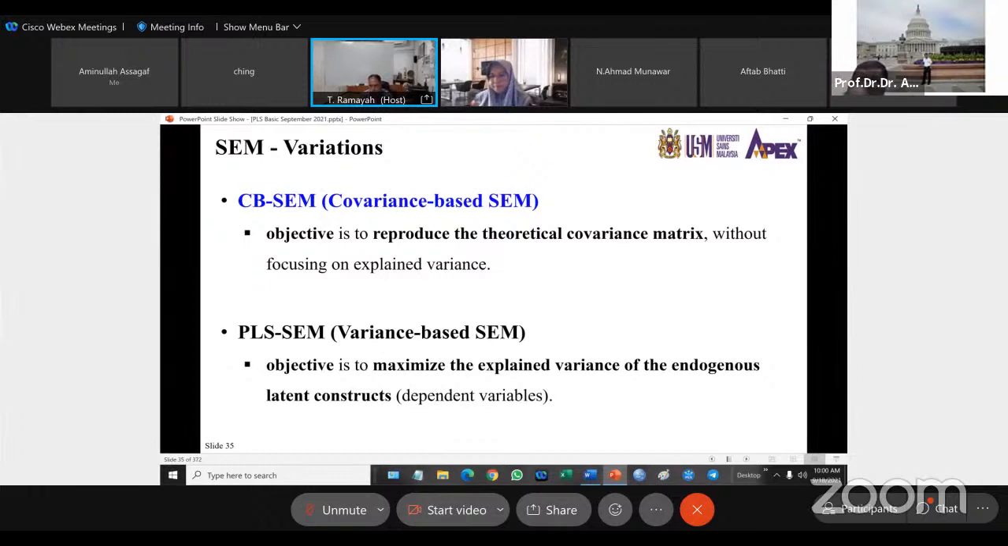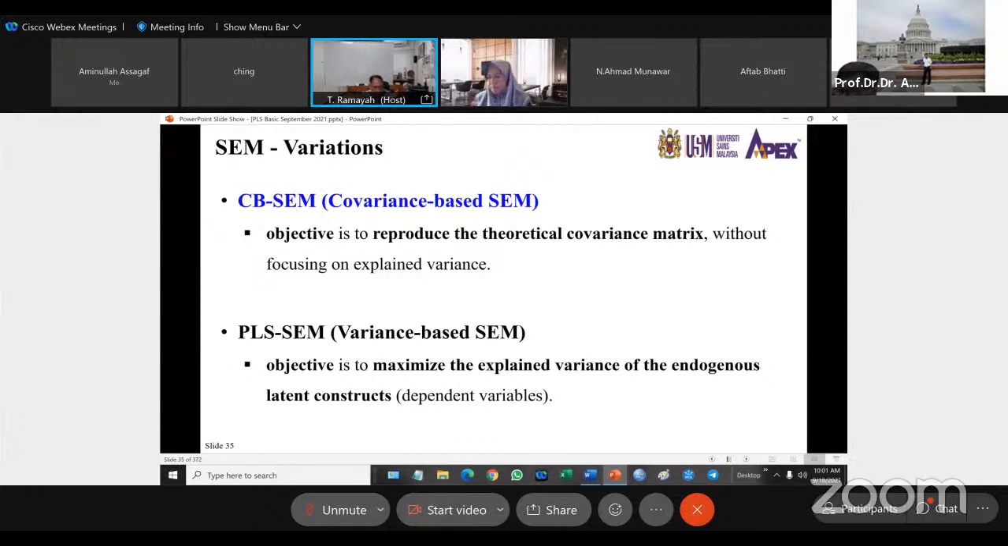You want to see whether the data fits the theory. Okay? The data fits the theory. So this is where we have fit values AGFI, GFI, CFI, TLI in the first one. In the second one, which is called partial least square SEM, we are interested in maximizing the explained variance, which is the R square. Okay? R square.